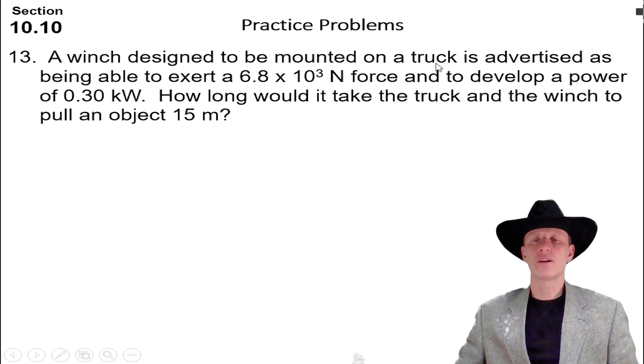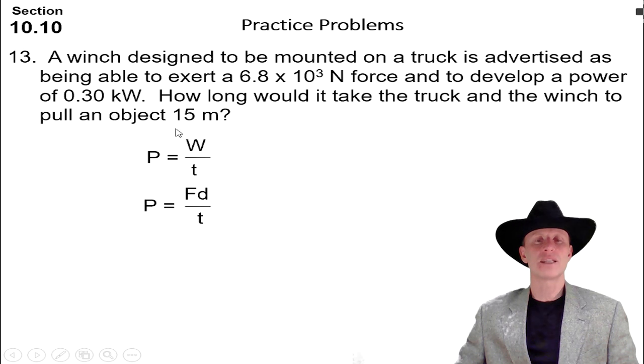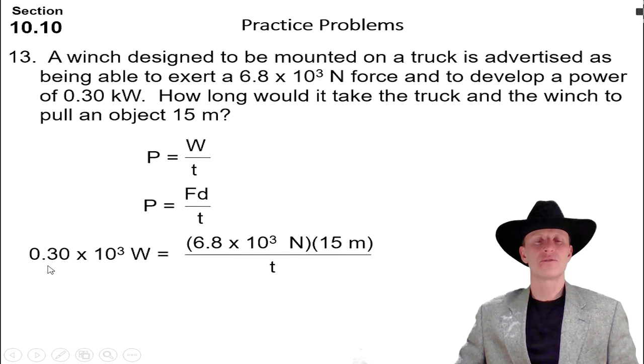A winch designed to be mounted on a truck is advertised as being able to exert this amount of force to develop a certain amount of power. This is your P, kilowatts. 300 watts of power. How long would it take the truck and the winch to pull an object 15 meters? So what do we know? We know power is force times distance divided by time. We know the power is given to be 300 watts. So this is 300. Watch that K means times 1,000. Equals your force times the distance divided by the time. Cross multiply, you're taking this product divided by 300.